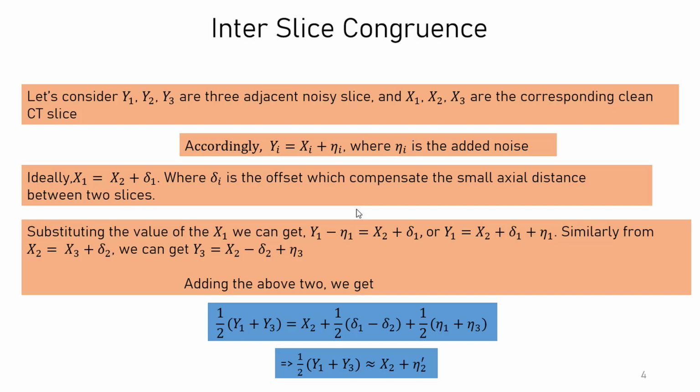Now consider Y1, Y2, Y3 are three adjacent noisy slices and X1, X2, X3 are the corresponding clean slices. So Yi is equal to Xi plus eta i, where eta i is the added noise. Ideally X1 should be equal to X2 plus delta 1, where delta 1 is the offset which compensates for the small axial distance between two slices. Following some simple steps, we can find half of Y1 plus Y3 is actually equal to X2 plus some eta 2.